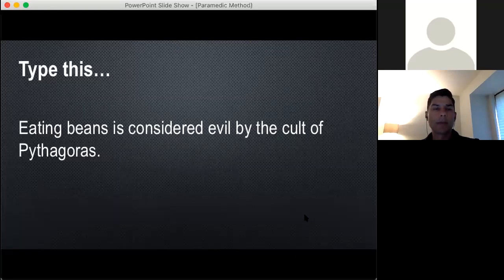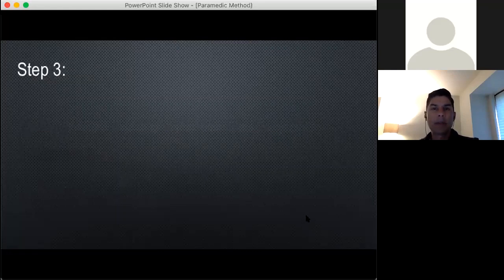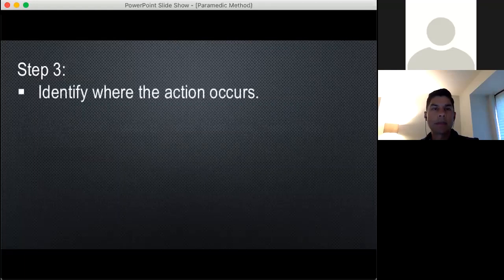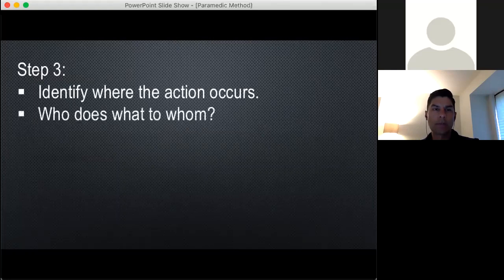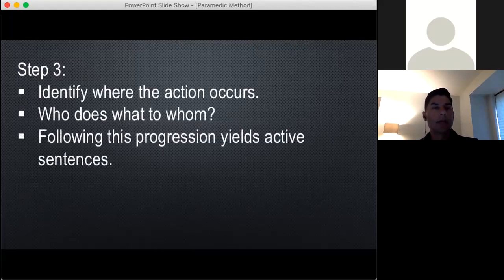Okay, all right, so step 3 in this Paramedic method is identify where the action occurs. In other words, who does what to whom. So when you look at your sentences, ask yourselves, who does what to whom? Following this progression yields active sentences.